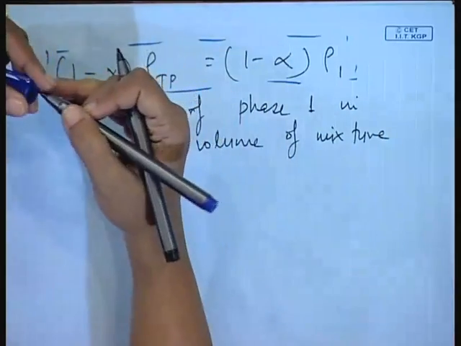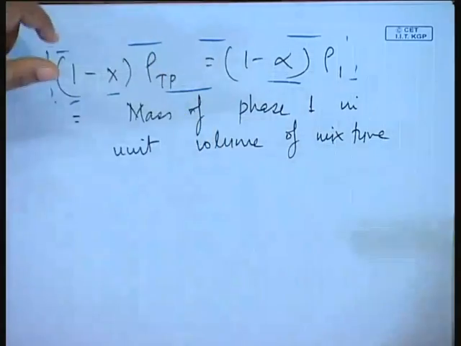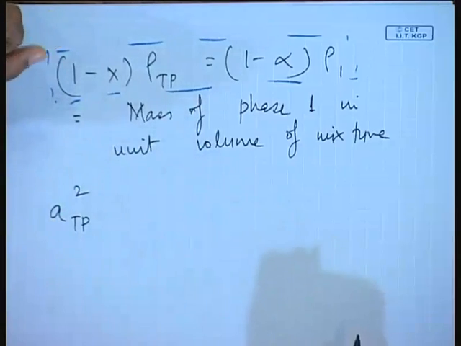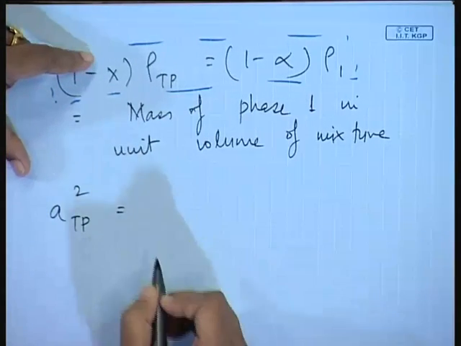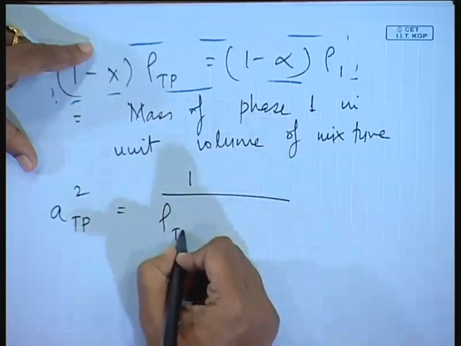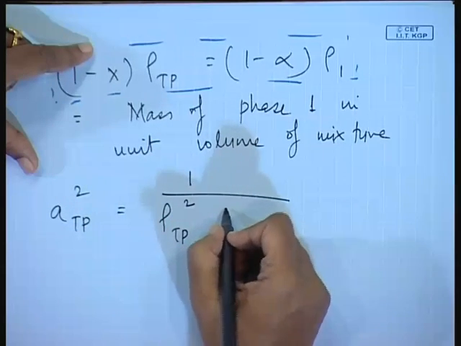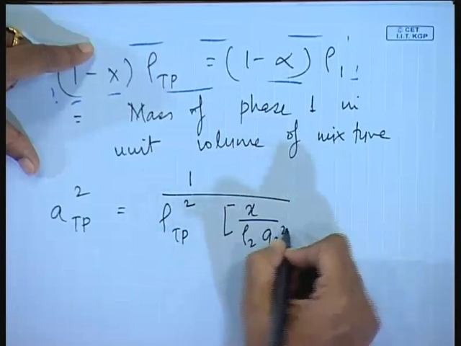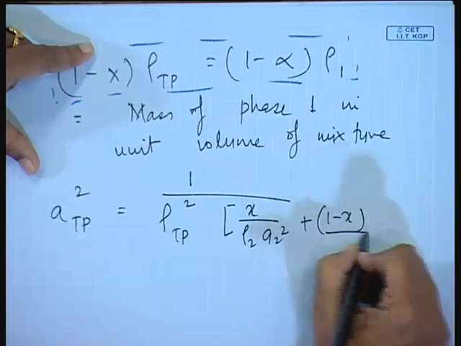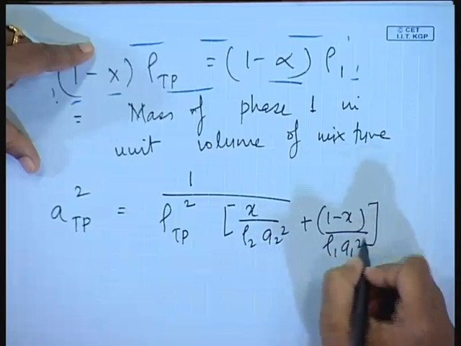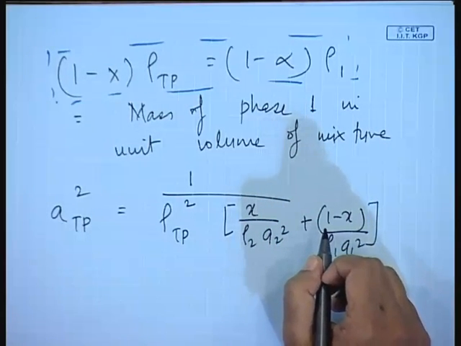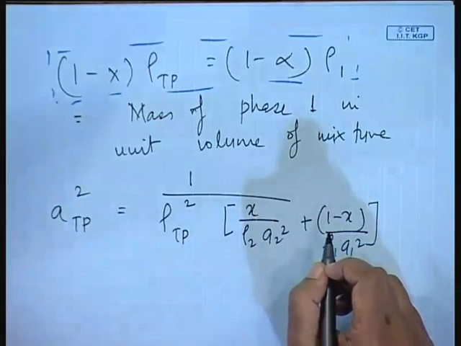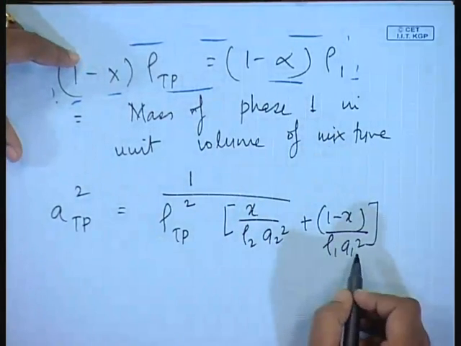Right? Now, let us look at ATP square, the two phase acoustic velocity, this particular expression. What was the expression? It was rho TP square times x by rho 2 a 2 square plus 1 minus x by rho 1 a 1 square. This was the expression which I had obtained. Probably there should have been a minus sign. Oh, no, minus has cancelled out. So, this is the expression.